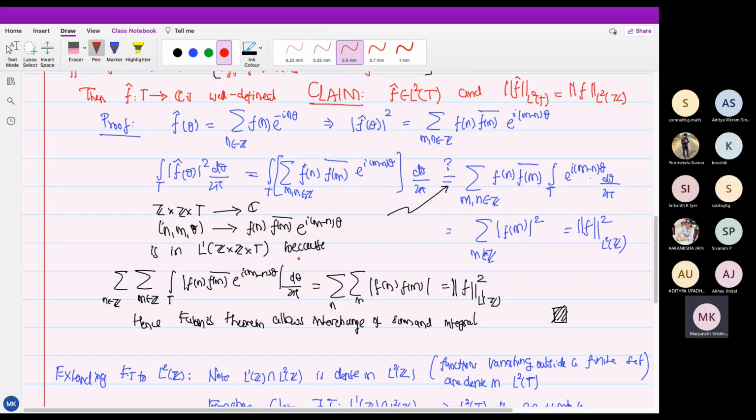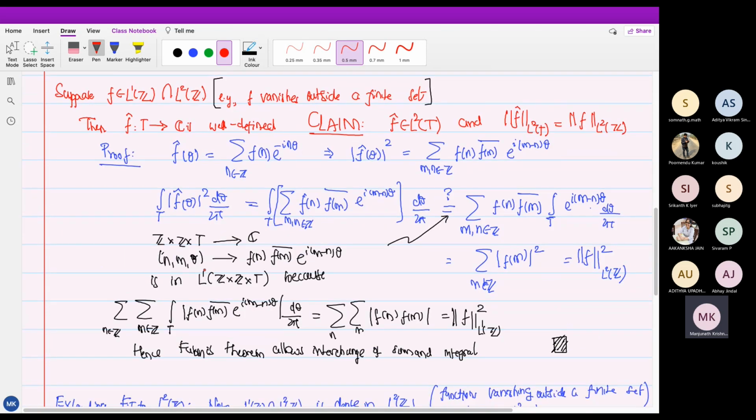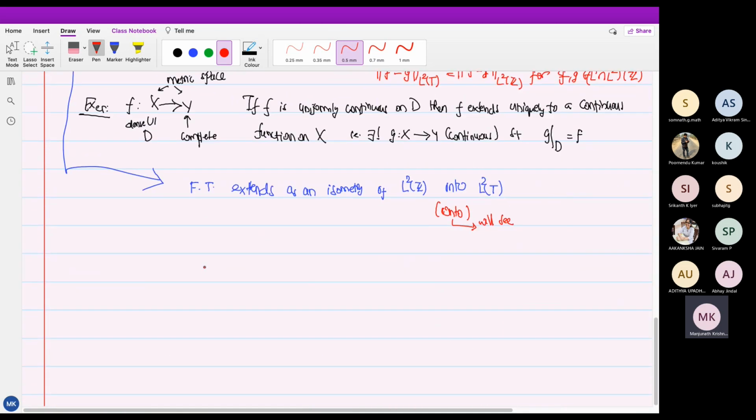This is a little non-trivial if you have never seen it before. If you have seen it before, it's all easy. But this is a little non-trivial point: when you are working with integers, you cannot define the Fourier transform directly for L2 functions. You define it for L1, then extend it to L2. That's how it works.